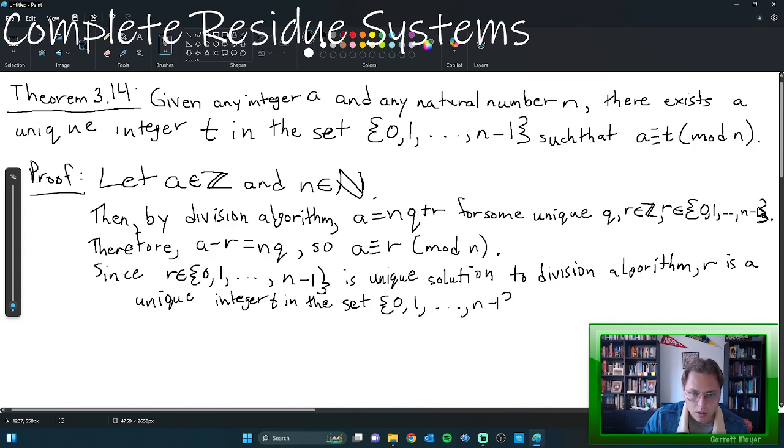N minus 1 is a unique integer in that set such that A is congruent to T mod N. Okay, so that is our proof. It basically shows that for any number that you choose, you can find a number that is congruent to it mod n that is less than n and is positive or 0.